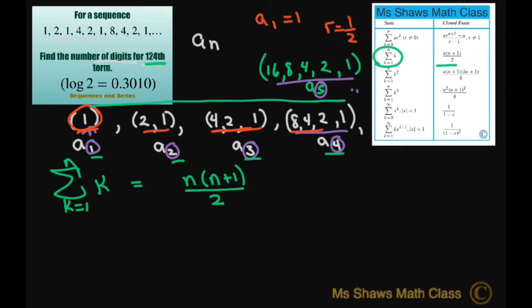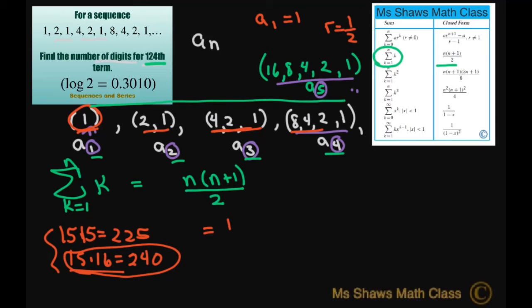Now we need 124. So basically, we know that 15 times 15 is 225, and we know that 15 times 16 equals 240. So just doing some mental math here, if I use our formula, 15 times 16 divided by 2, that gives you 120. All right? Therefore, what we have here, and I'm going to just do a little box here.